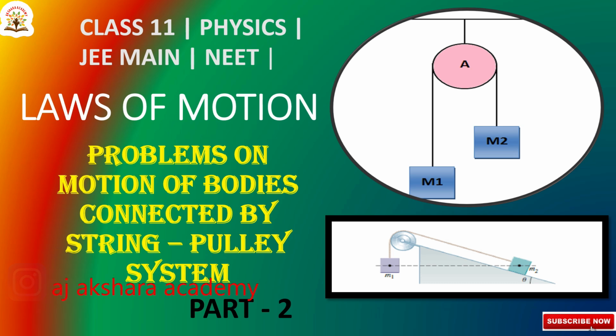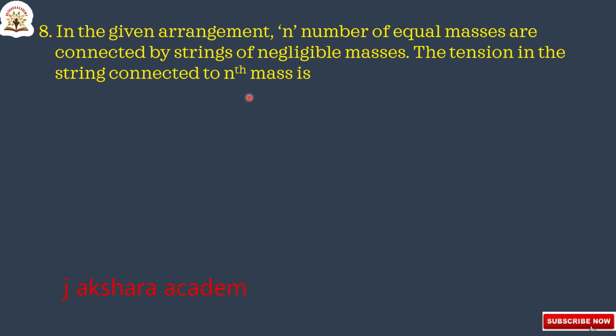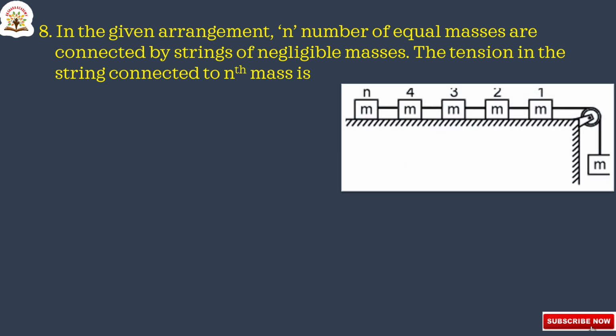Okay, let us go to the first question. In the given arrangement, n number of equal masses are connected by strings of negligible masses. The tension in the string connected to nth mass is. See this figure here. In this arrangement, n number of equal masses are connected by string of negligible mass. The tension in the string connected to nth mass we have to calculate. Let us go to the solution.